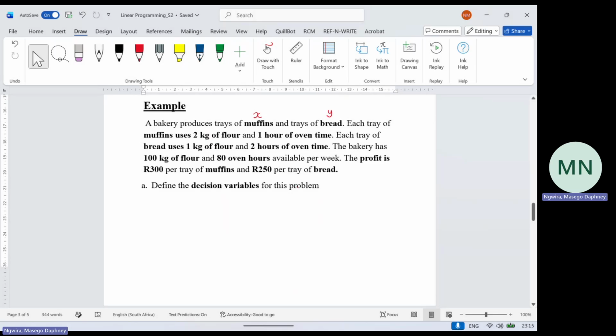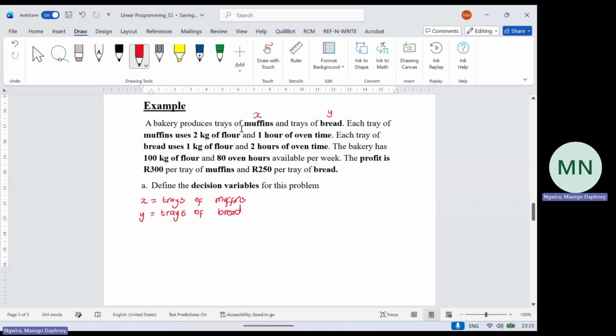Anyway, let's see. Maybe you don't get it. Right. Now let's start with decision variables. So decision variables, already we know that our X represents what? Trays of muffins. And then Y represents what? Trays of bread.